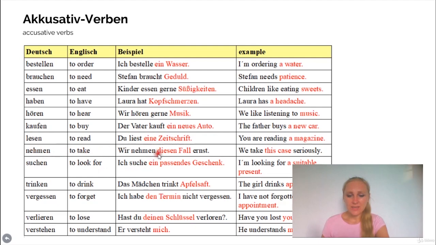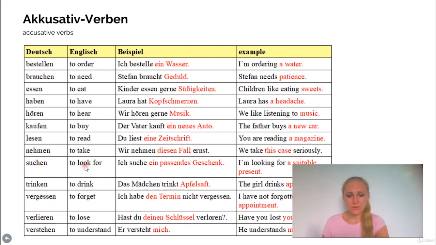Nehmen, to take. Wir nehmen diesen Fall ernst. We take this case seriously. Here we have der Fall. It's masculine, so we have to say diesen Fall. I hope you remember at one of the first slides there's about the demonstrative pronouns. This is what you will learn in one of the next chapters, how you have to adapt the demonstrative pronouns to each case and also gender. So here, diesen Fall, because it's masculine.